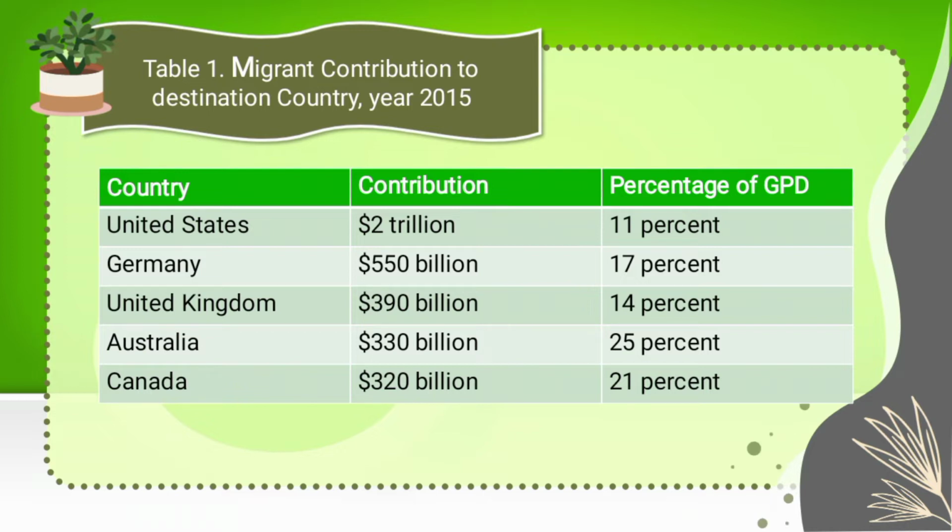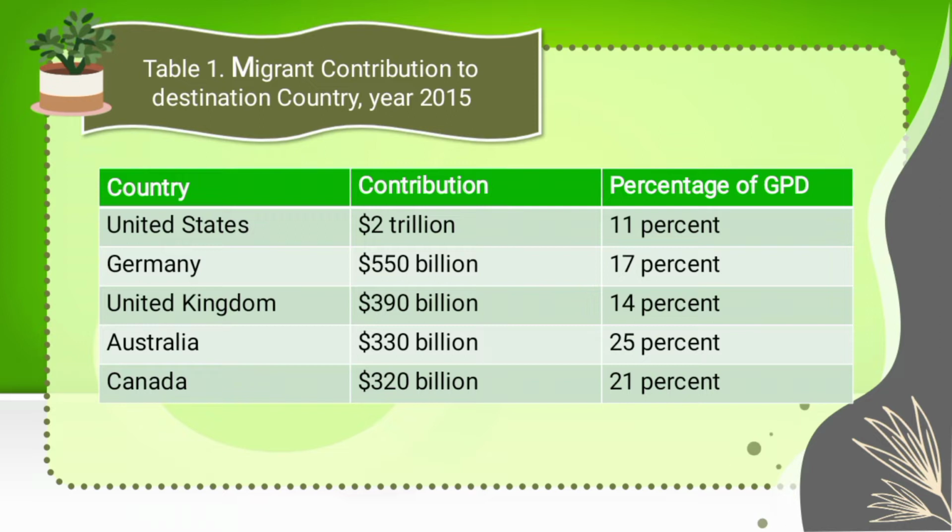Now let us proceed to Germany. Germany has more than 1 million migrants. Many of them are Syrians escaping their country's civil war. They traveled across the Mediterranean and Europe to reach Germany. So these migrants contributed $550 billion, as the table is showing us. That is 17% of total GDP of Germany in 2015. So by calculation also, almost $3.3 trillion is the total GDP of Germany.